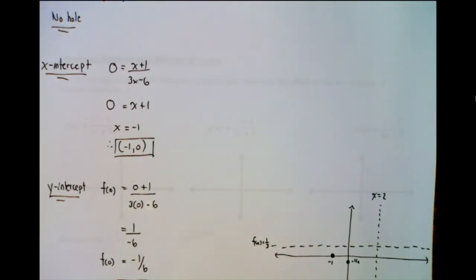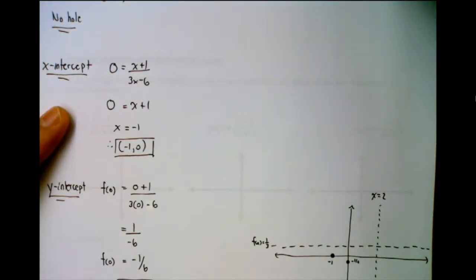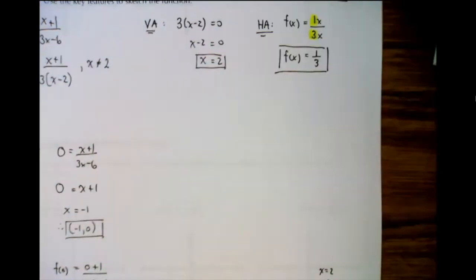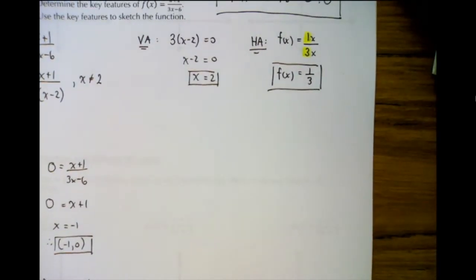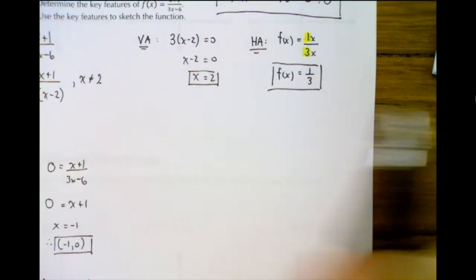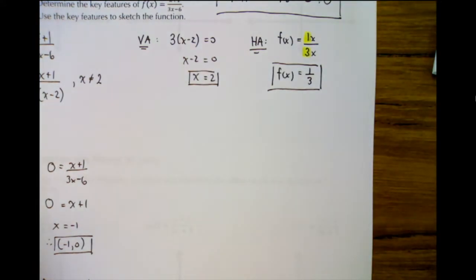So we're starting to piece together a graph here. We've got our x-intercept, we've got our y-intercept, we've got our vertical asymptote, we've got our horizontal asymptote. Let's look for our behaviors. How do we find behaviors around our vertical asymptote? Well, we have to do a couple things.